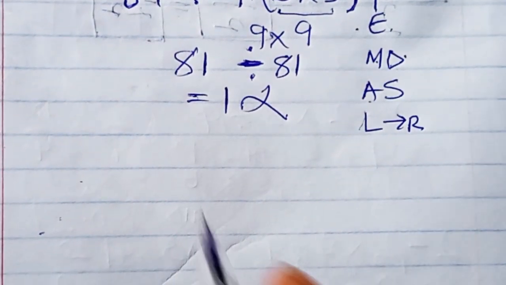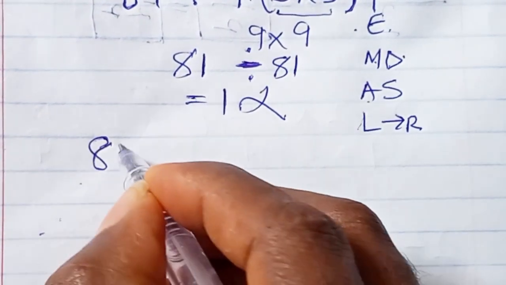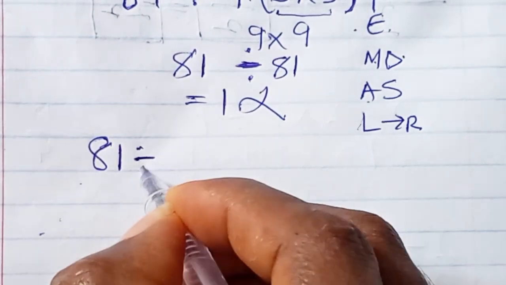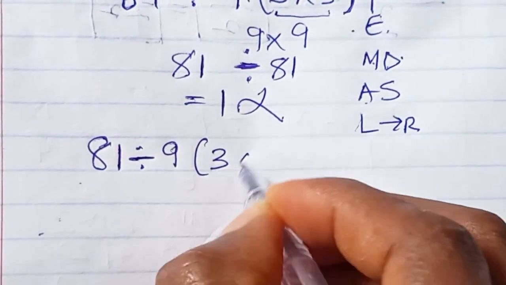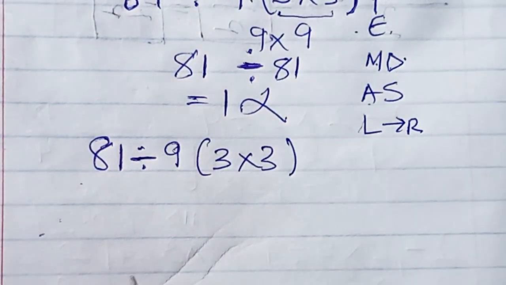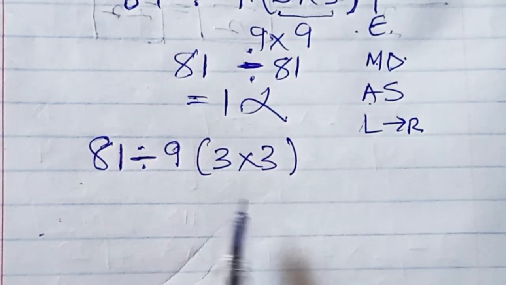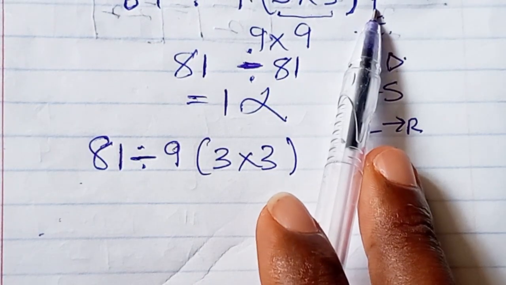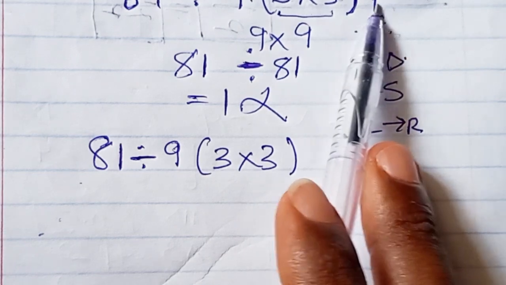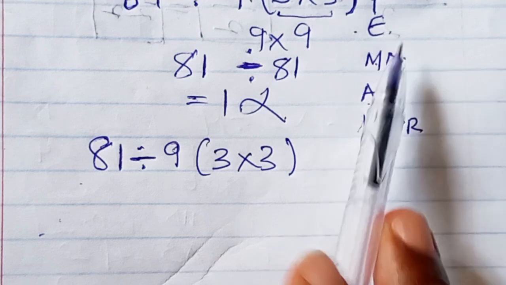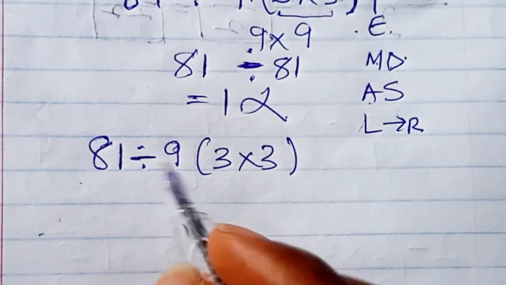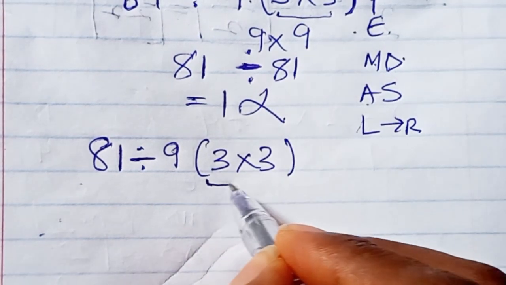Now, let me write the question again. 81 divided by 9 in bracket 3 times 3. So now, if we follow the rules, we have to do parentheses first. There are parentheses in the equation. We don't have exponent. There's multiplication and division. So let's do this parentheses first.